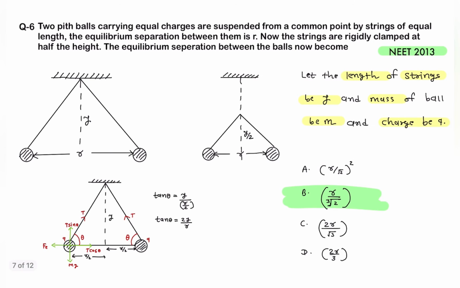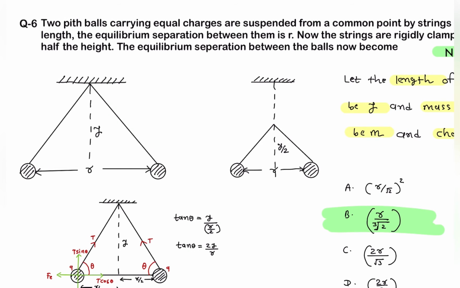Question number 6. Two pith balls carrying equal charges are suspended from a common point by strings of equal length. The equilibrium separation between them is R. Now the strings are rigidly clamped at half height. First of all, the two pith balls carry equal charges, plus Q, separated by distance R. The height is Y, as given in the first figure.